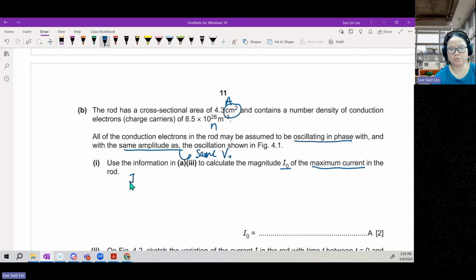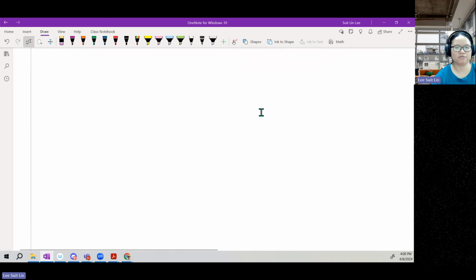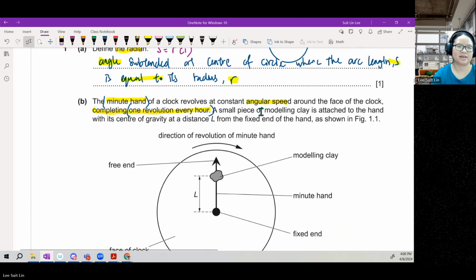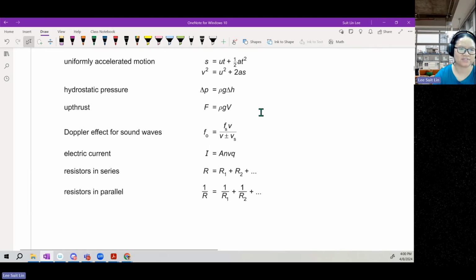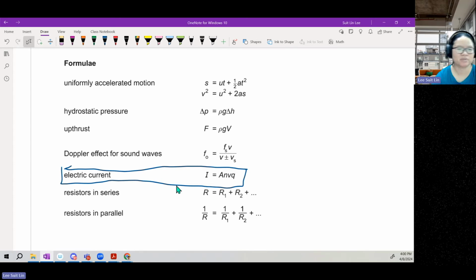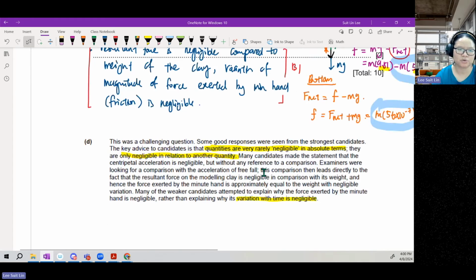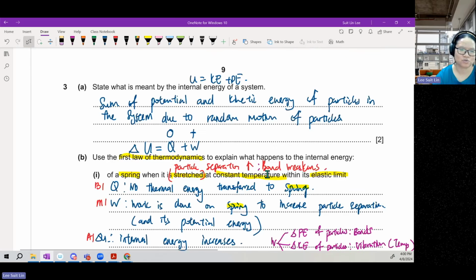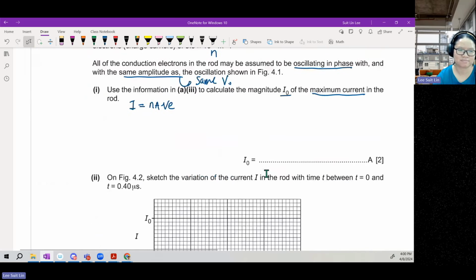So I don't know whether you remember from your AS, but I is equal to nAvq. If you forget, I'm going to scroll up so you get the full effect. You see this equation is still in your formula page. nAvq, then you write nAvq. So be familiar with your formula page, or don't forget your AS equations.